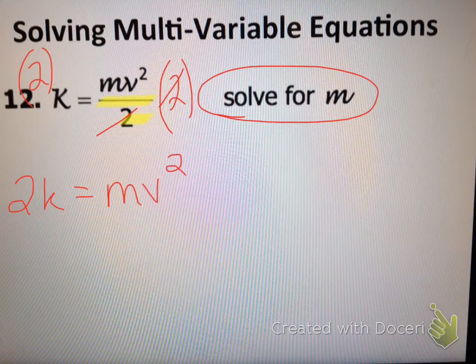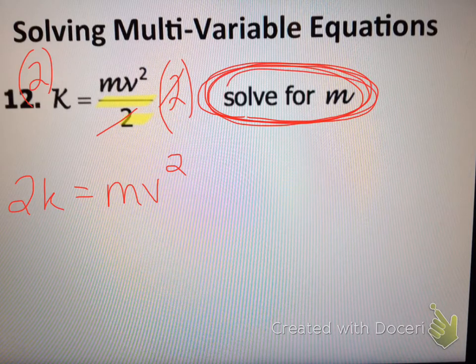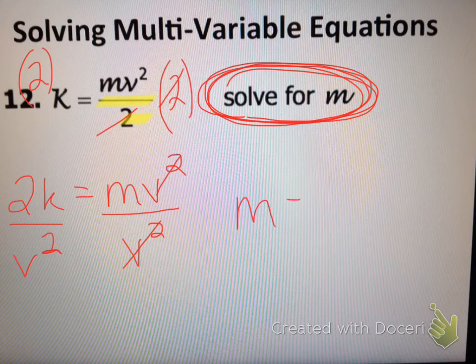Again, our goal is to get m by itself, or to solve for m. So we're going to undo the multiplication by dividing on both sides by what we need to get rid of. We need to get m by itself, so we have to divide on both sides by v squared. That cancels v squared out, leaving us with m by itself is equal to 2k divided by v squared. Pause the video and work on number 13.